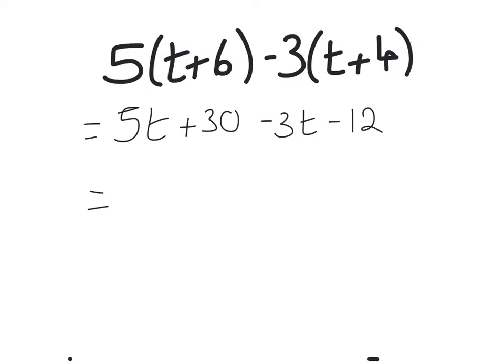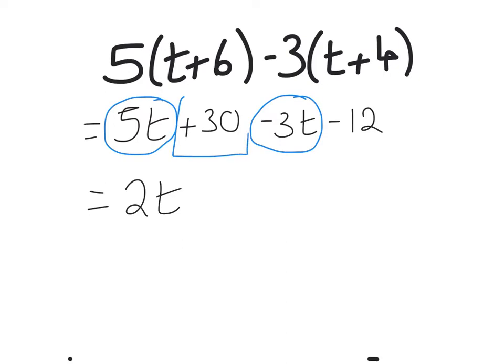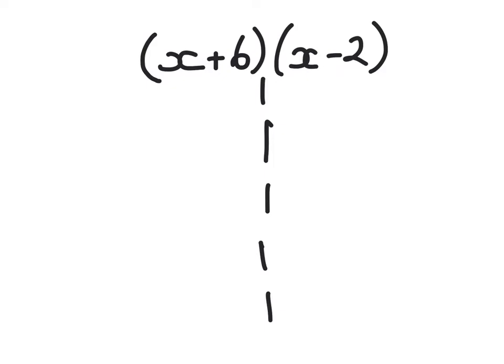I'm now going to simplify, so it's going to be 5t, take away 3t to give me 2t, and then I've got 30, take away 12 to leave me with positive 18. So I'm left with 2t plus 18. Okay, and then we looked at expanding a bracket by a bracket.